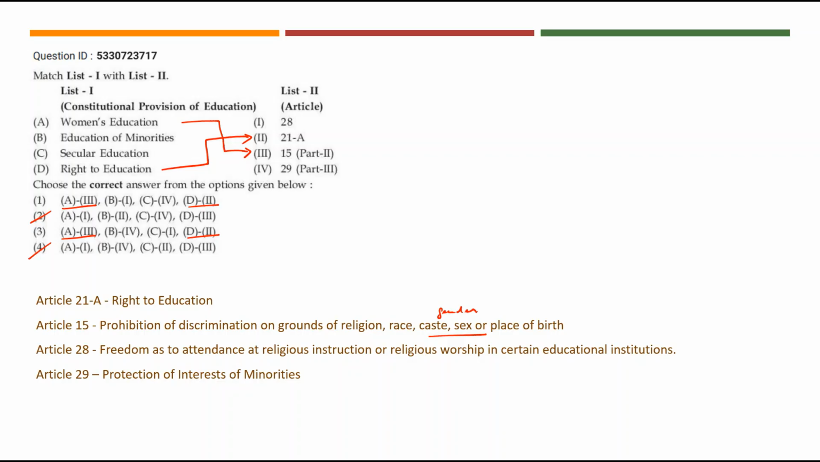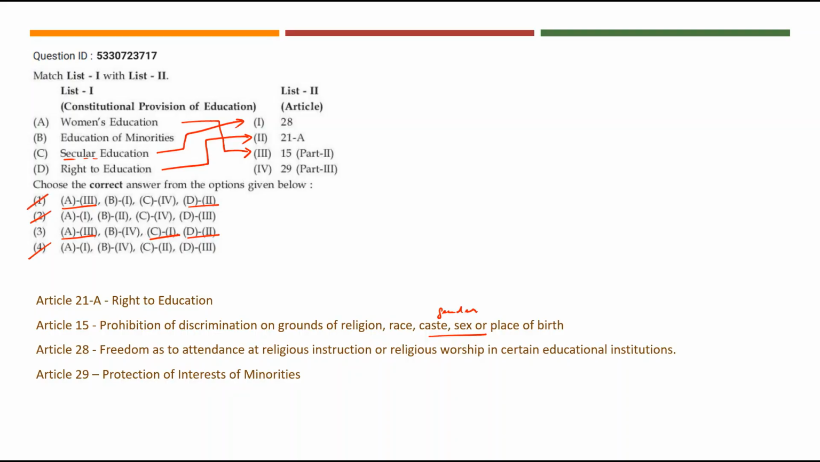What about Article 28? Freedom as to attendance at religious instruction or religious worship in certain educational institutions. What word is actually connected to religious in list 1? Secular education. What is secularism? We are not connected by religions. That's why we call India to be a secular country. So secular education can be mapped to 1 Article 28. C1 is available in option 3. We can also rule out option 1 here.